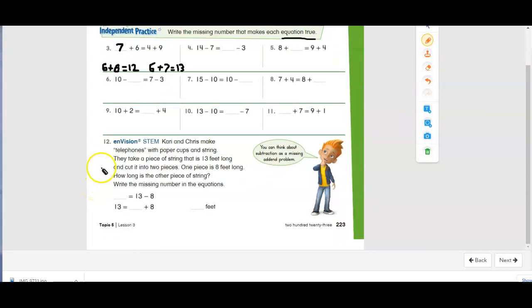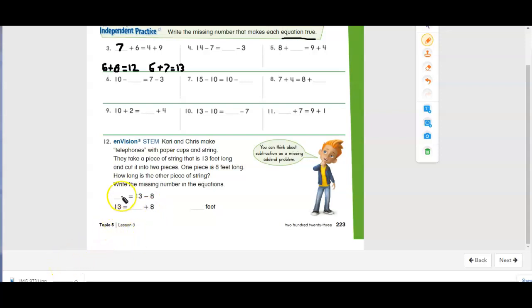On number 12, it says Carrie and Chris make telephones with paper cups and string. They take a piece of string that is 13 feet long and cut it into 2 pieces. One piece is 8 feet long. How long is the other piece of string? Write the missing number in the equations. So first we see the equation blank equals 13 minus 8 and 13 equals blank plus 8.